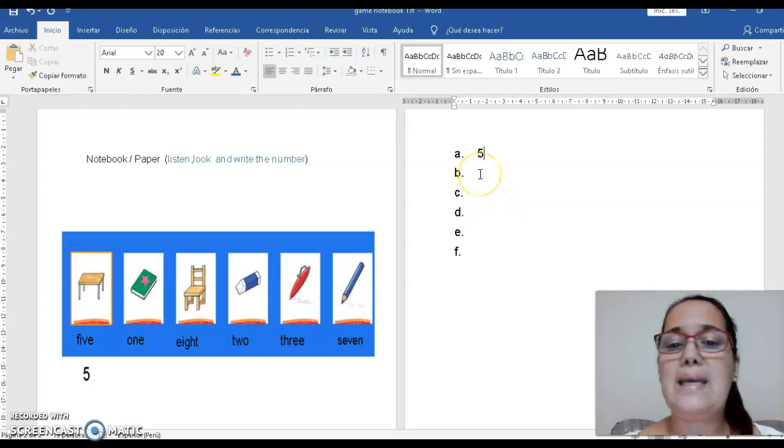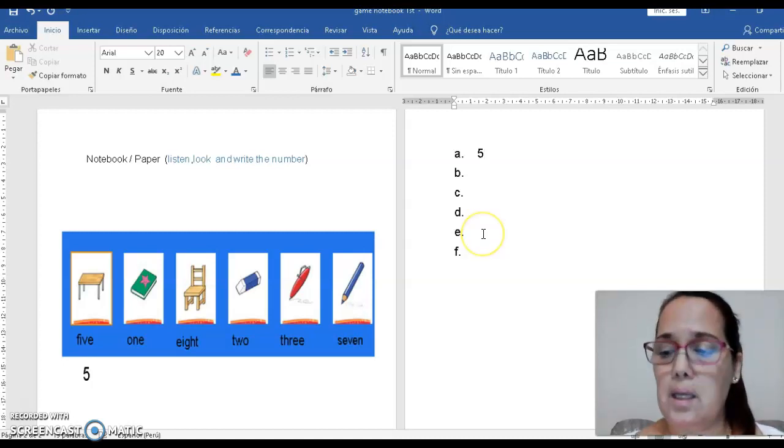Letter B. Eraser, eraser. Letter C. Chair, chair. Letter D. Book, book. Letter E. Pencil, pencil. And the last one, letter F. Pen, pen.